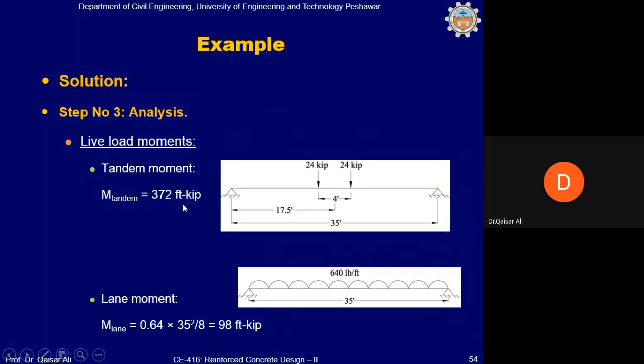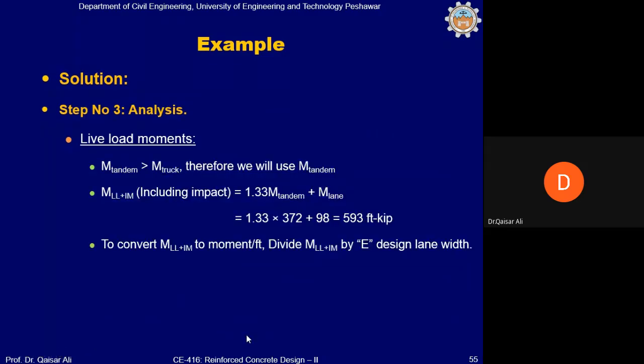Lane moment is 0.64 into 35 square. It is 98 foot kip per foot. We will now take the maximum bending moment for the two vehicles, which is coming from the tandem. So we will use tandem bending moments instead of truck bending moments. And we will also apply the 1.33 factor to the tandem bending moments in order to include the effect of vibration or impact. So 1.33 into M tandem 372 plus M lane 98 gives us 593 foot kip, but for line moments.